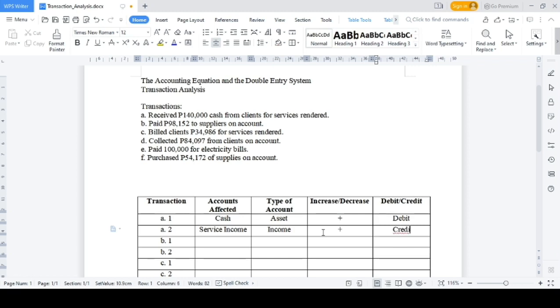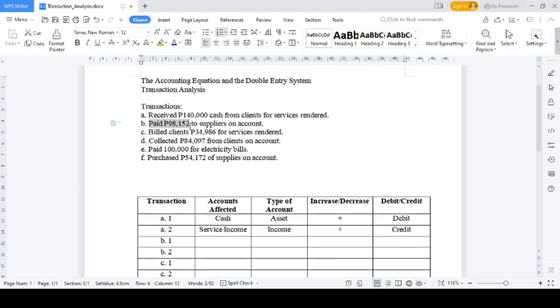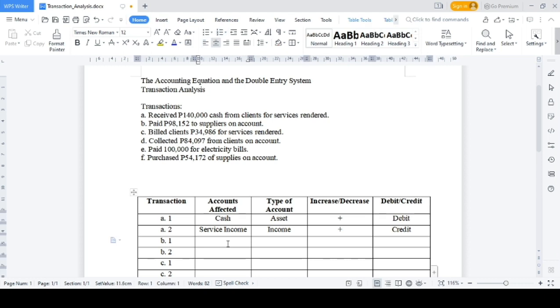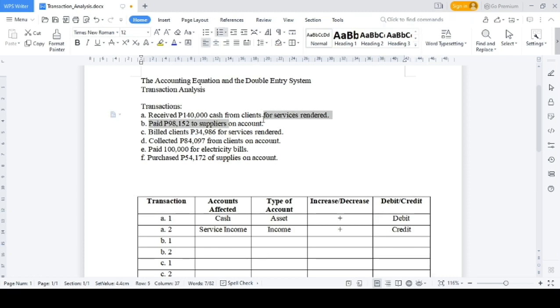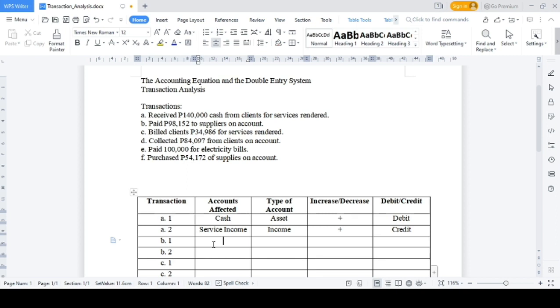Next, paid 98,152 pesos to suppliers on account, meaning they have utang, amounts to pay, which is 98,152 pesos to the suppliers, which they paid na. So the accounts affected for this transaction are accounts payable and cash. Since they paid na, when we say on account, it's a liability. Since they paid, so their liability is decreased.